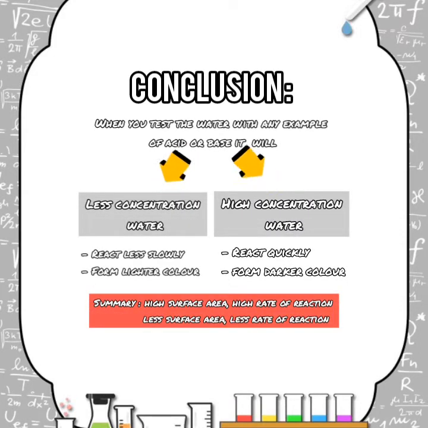For the conclusion of the experiment, when you test the water with any example of acid or base, for the less concentrated water, it will react slowly and form a lighter color, and for the highly concentrated water, it will react quickly and form a darker color. Summary for this experiment: high surface area with high rate of reaction and less surface area with less rate of reaction.